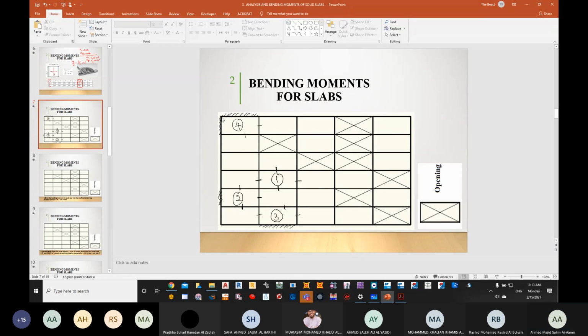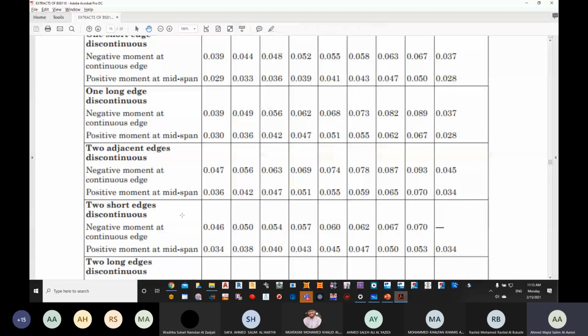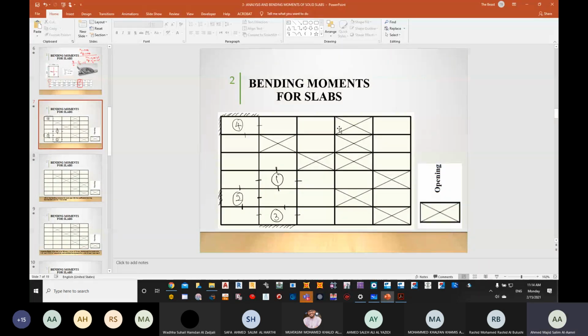Do you agree? Yes. Okay. So once again, it's very simple, but you need to concentrate. Now going for case number 5. Case number 5 says for you, 2 short edges are discontinuous. So there are 4. 2 of them are continuous, 2 of them are discontinuous. The discontinuous are 2 short. So now when we return back, can we search for a place where 2 short are discontinuous?